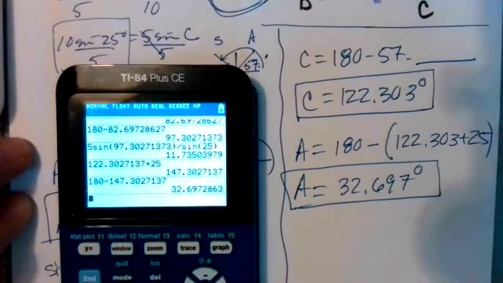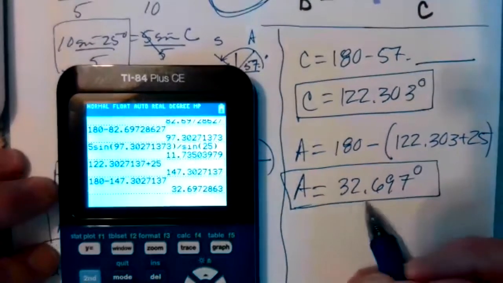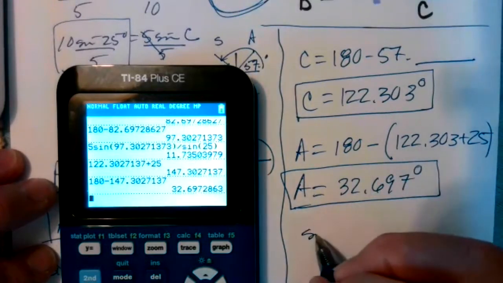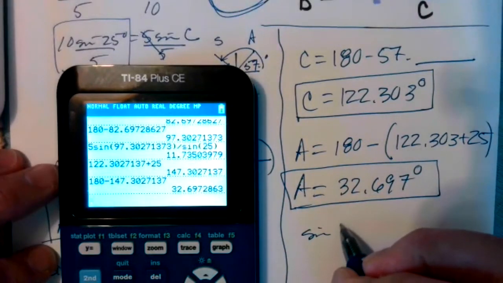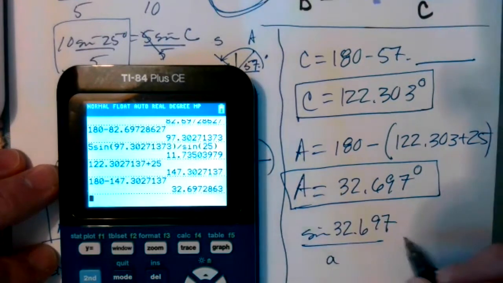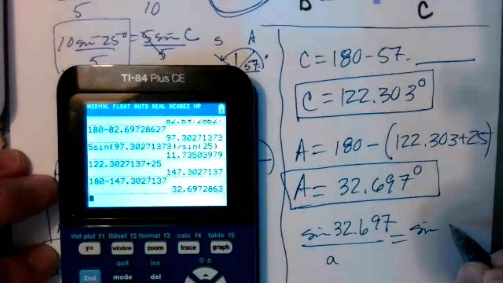All right, so after this, I have to redo everything. I can't just do 180 minus my other angle A. I have to do 180 minus these two angles. And then again, to do side A, I have to redo the law of sines. So yes, it's a pain. I'm sorry. It is what it is.